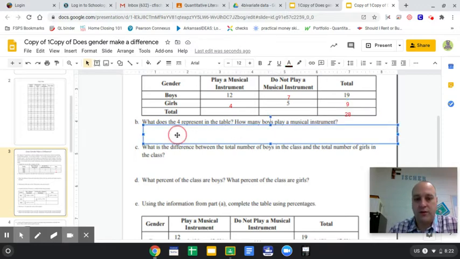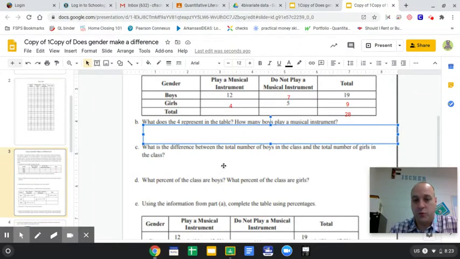What does the 4 represent in the table? How many boys and girls play a musical instrument? Well, what's the 4 represent? It represents how many girls play a musical instrument. And then it says how many boys play a musical instrument? 12. So this one has 2 questions to it.